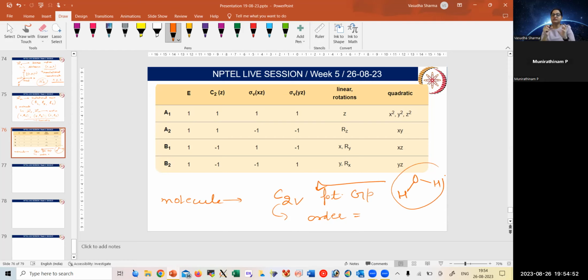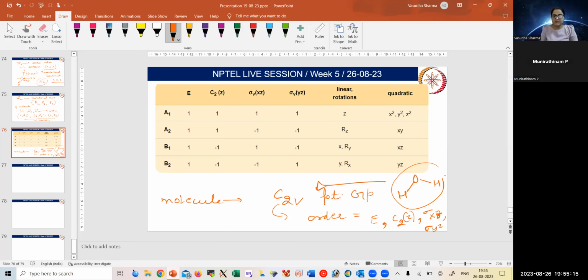Order means how many possible symmetry elements there are which can give you an equivalent orientation. So is it having identity? Yes, it is having an identity. We saw that it is having C2 along the Z direction if I'm fixing it. We also saw that it was having sigma XZ and sigma YZ. These are the two vertical planes.